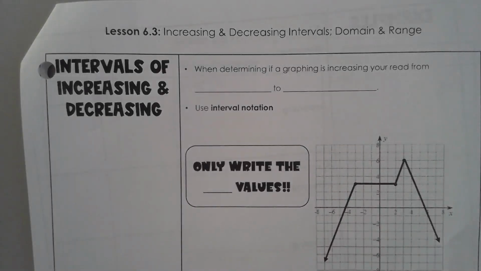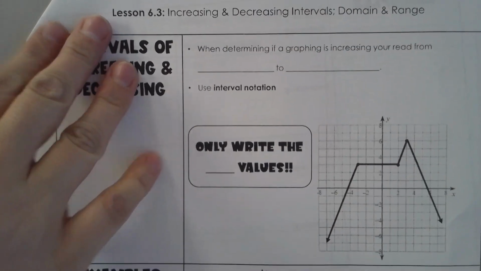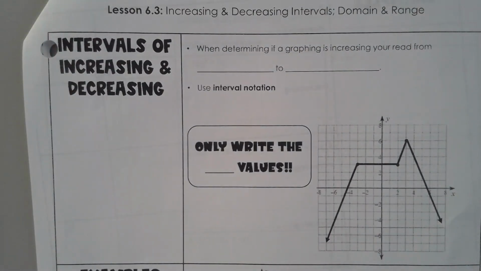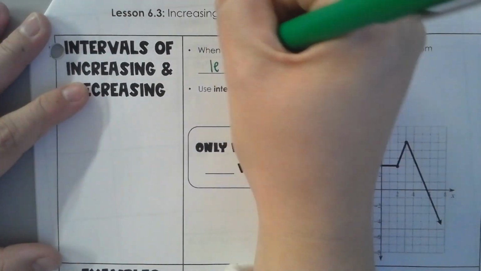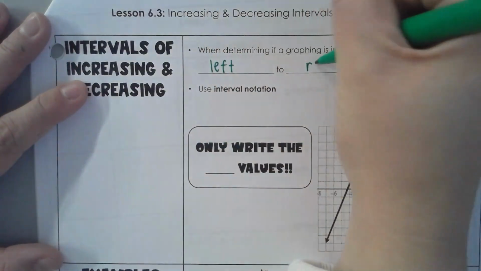All we're doing today is intervals of increasing and decreasing. So when we look at a graph, we're either going to say that the line is increasing if it's slanted upward, decreasing if it's slanted downward. When we are determining if a graph is increasing or decreasing, you read from left to right, just like you're used to.